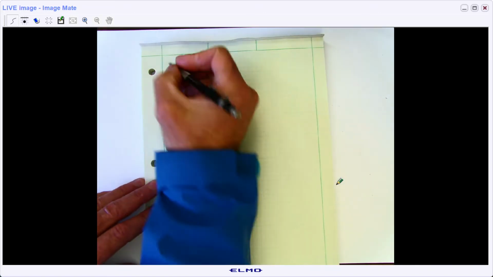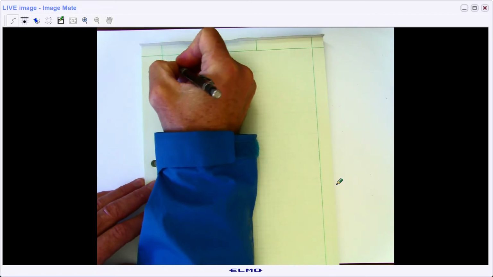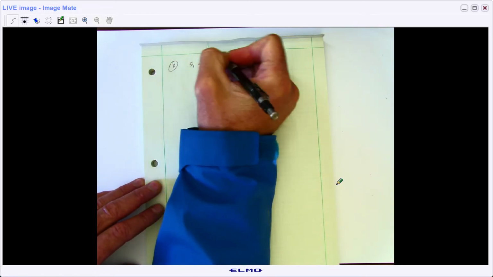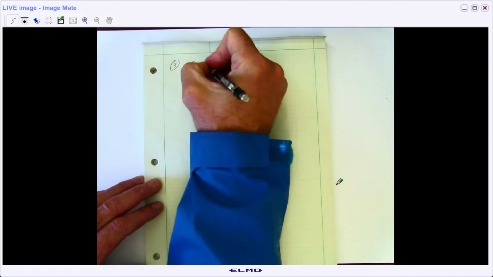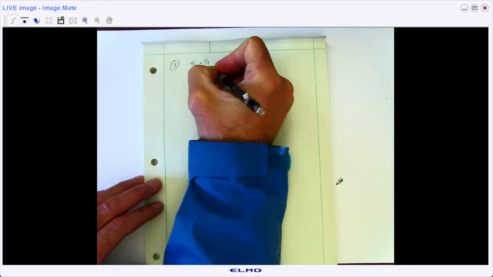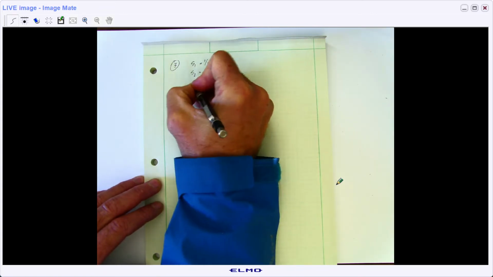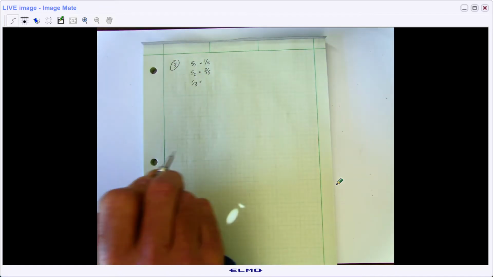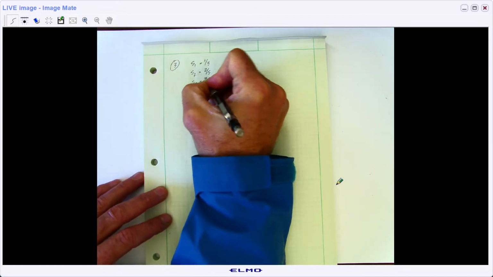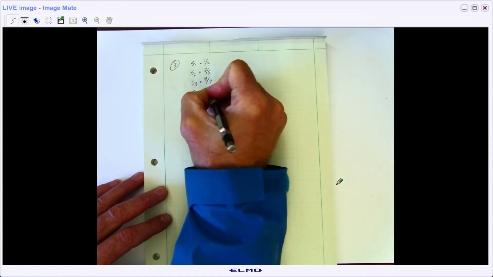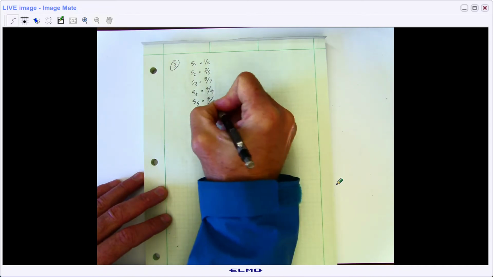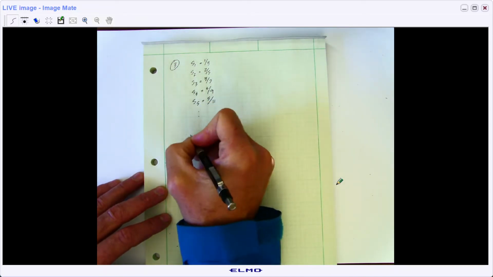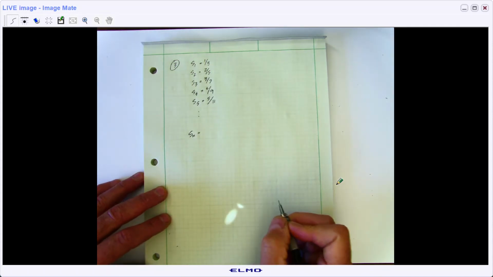Okay, let's take a look at one more of these. This is example 3, I guess, and we have s sub 1 equal to 1/3. S sub 2 is equal to 2/5. S sub 3 is equal to 3/7. S sub 4 is equal to 4/9, and S sub 5 is equal to 5/11. And what we're after is S sub n, the general term.